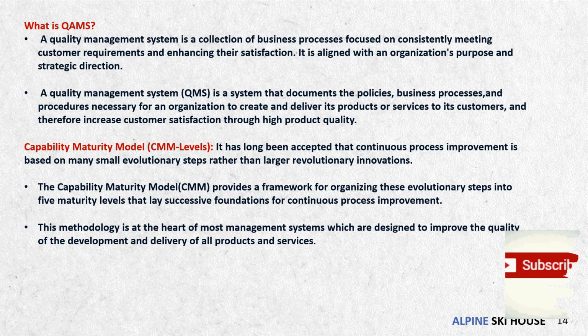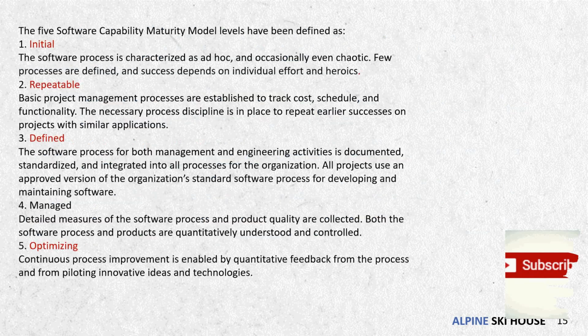Then we have CMM level, which is the capability maturity model. It has long been accepted that continuous process improvement is based on many small evolutionary steps rather than larger revolutionary innovations. The capability maturity model provides a framework for organizing these evolutionary steps into 5 maturity levels that lay successive foundations for continuous process improvement. This methodology is at the heart of most management systems, which are designed to improve the quality of the development and delivery of all products and services.